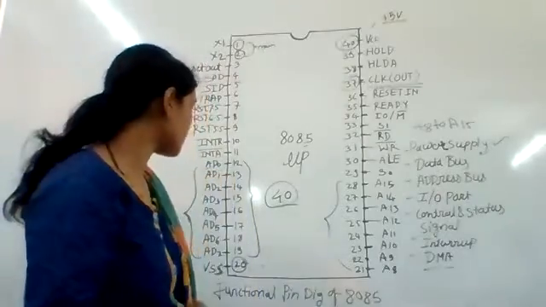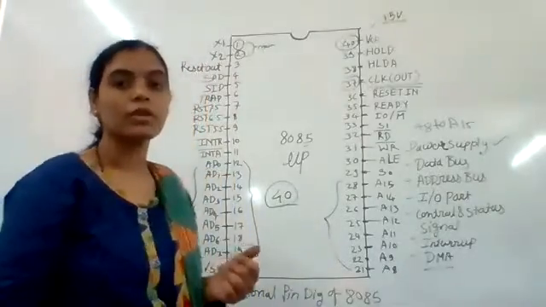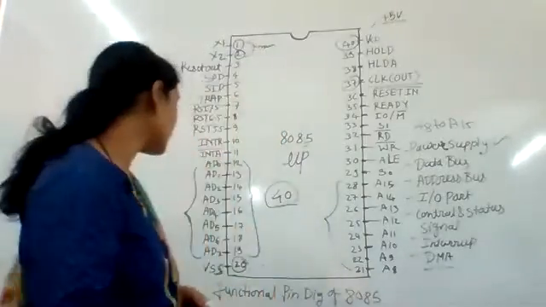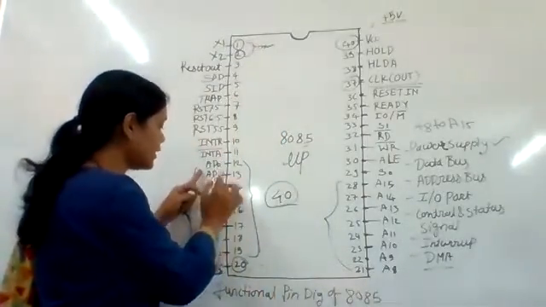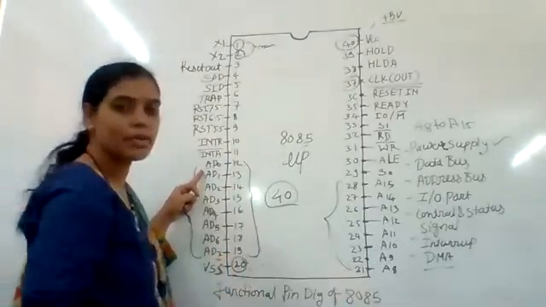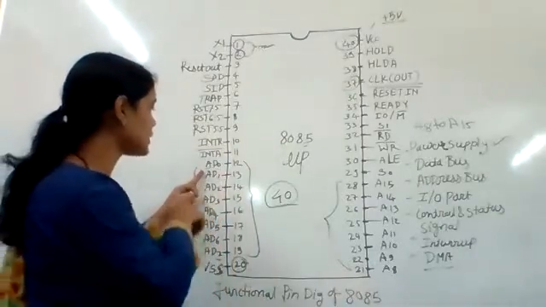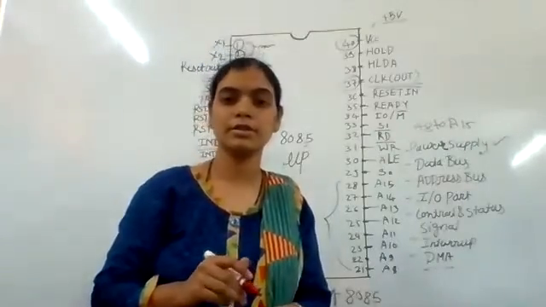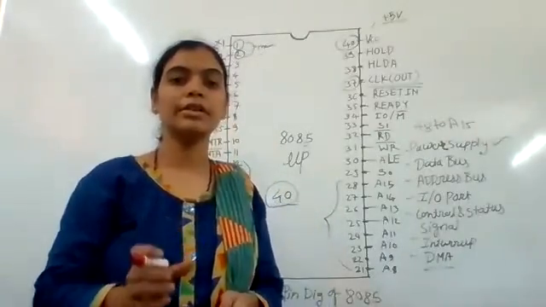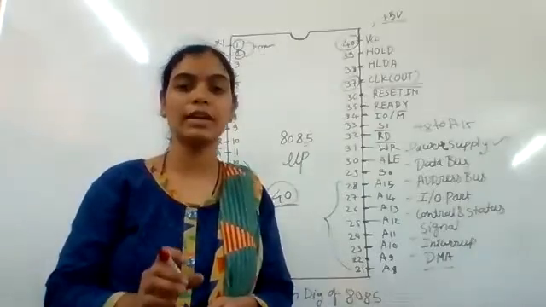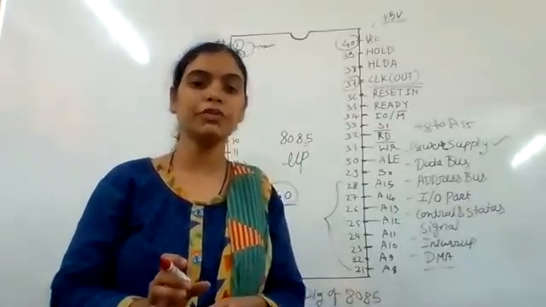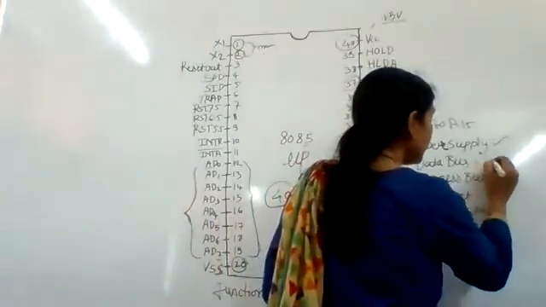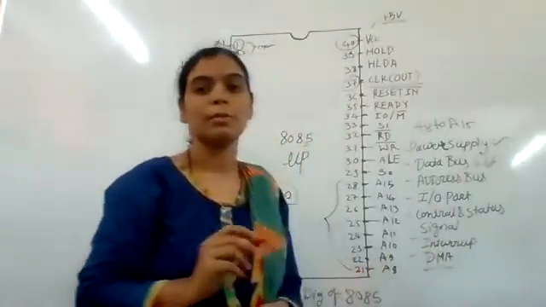Now next is the data bus with the multiplexed address bus. Here the data bus is AD0 to AD7. It contains 8 pins. The size of the data bus of the 8085 microprocessor is 8-bit.